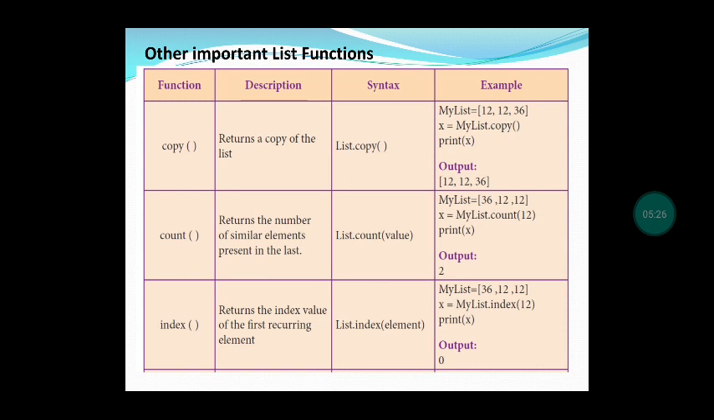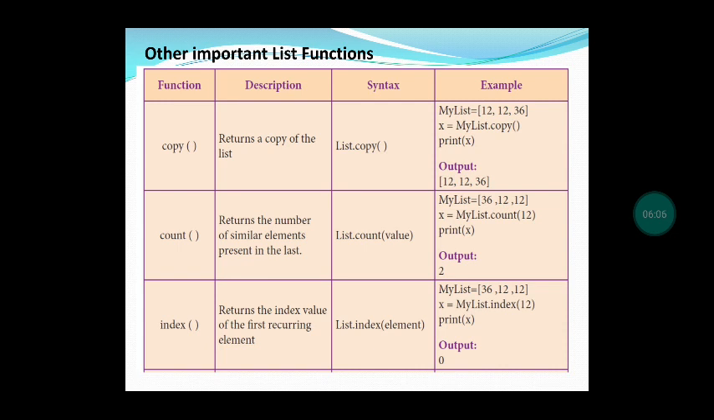Next, the count function. This count function returns the count of the element which we give. The syntax is list dot count of value. In this example, mylist equals 36, 12, 12 has been given. mylist dot count of 12. How many 12s are there? It will be counted. It is 2, so the output will be 2. Next function, the index function. This index function returns the index value of the first occurring element.